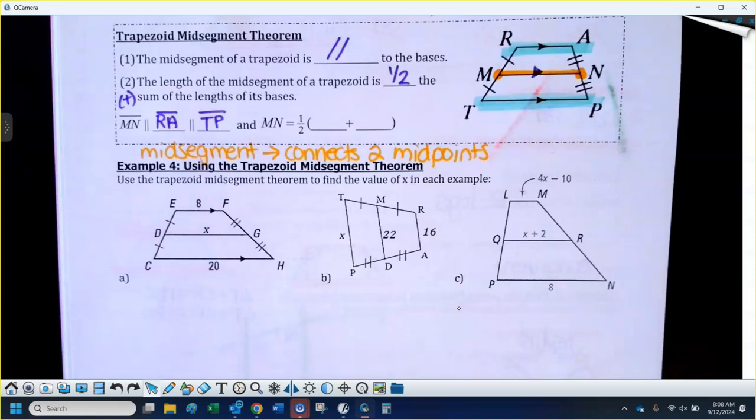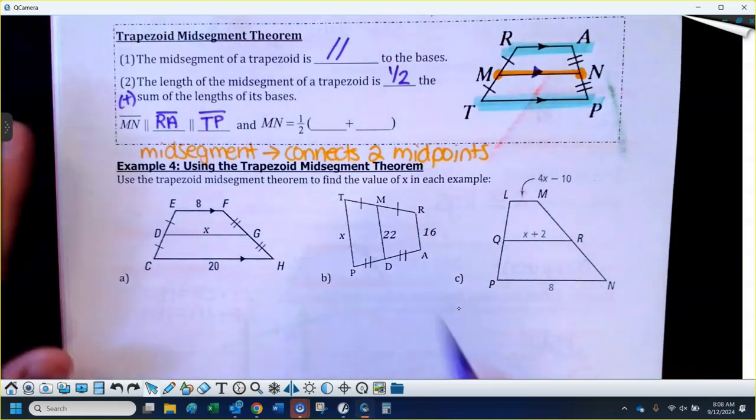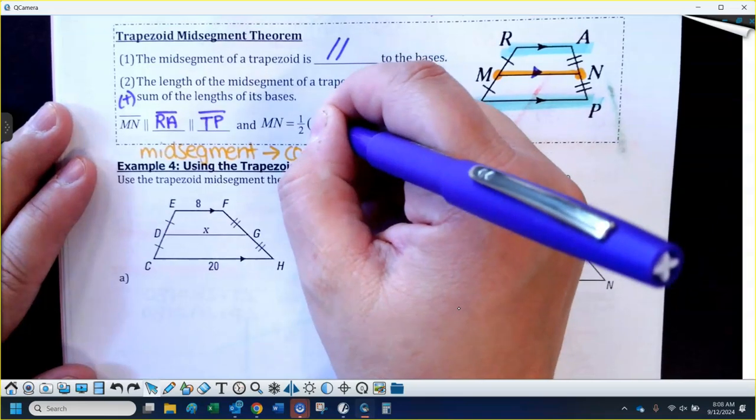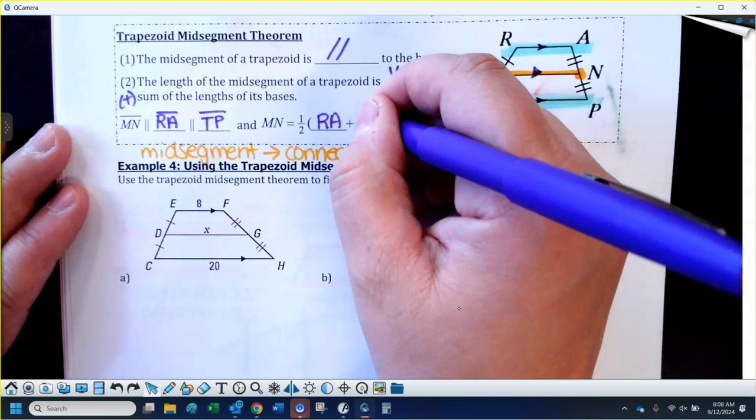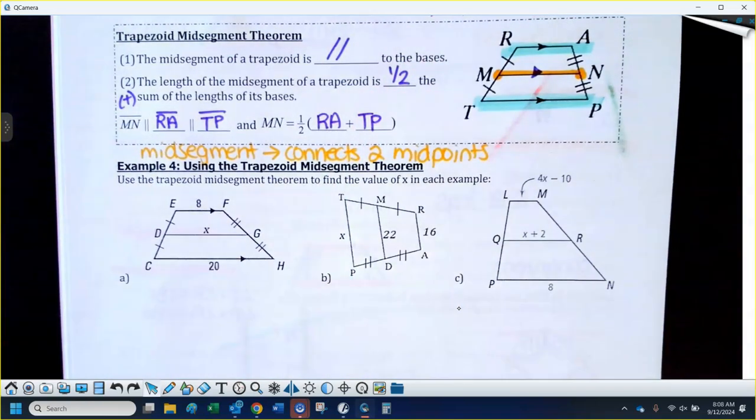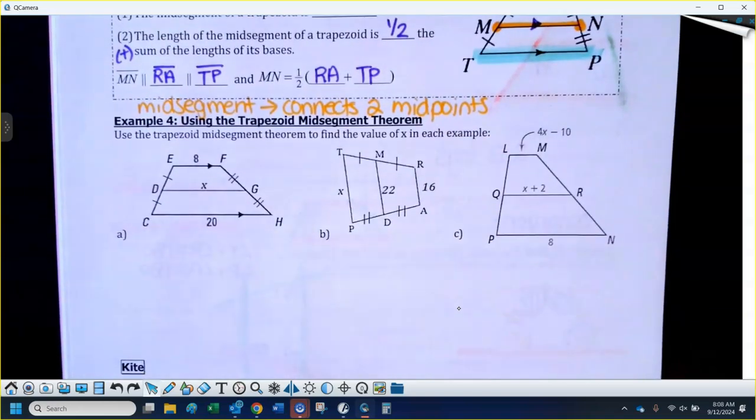And this little formula, the mid-segment is going to be an average or half the sum of the other two bases. So the base, and it doesn't matter which one goes first or second, but whatever the length of RA would be, whatever the length of TP would be. If I add those together, cut it in half, it's just like taking an average. That's going to be the length of the mid-segment. So we're just going to find some missing segments here.